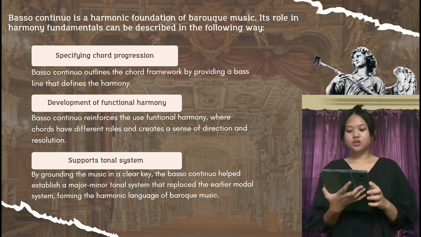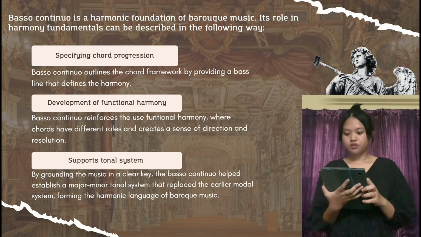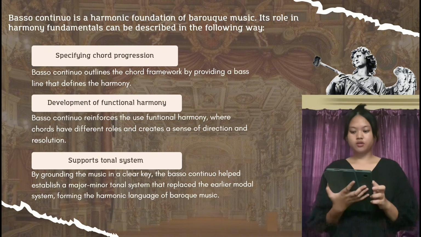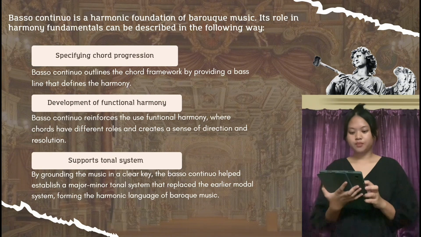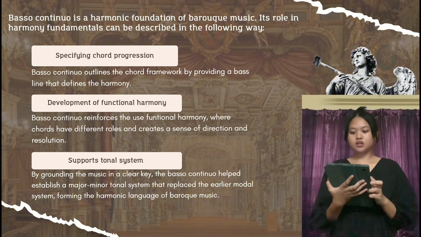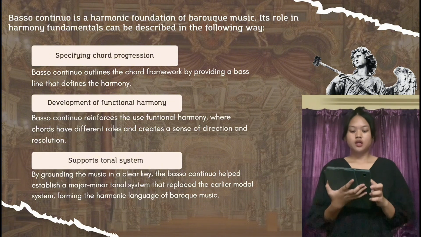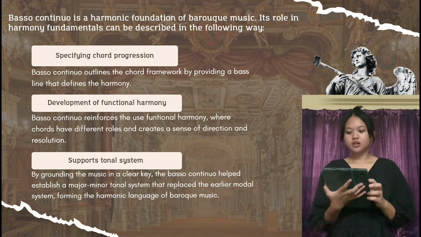Second is development of functional harmony. Basso continuo reinforces the use of functional harmony, where chords have different roles and create a sense of direction and resolution. This system became central to Western classical music. And the third is support for the tonal system. By grounding the music in a clear key, the basso continuo helped establish a major-minor tonal system that replaced the earlier modal system, forming the harmonic language of Baroque music.